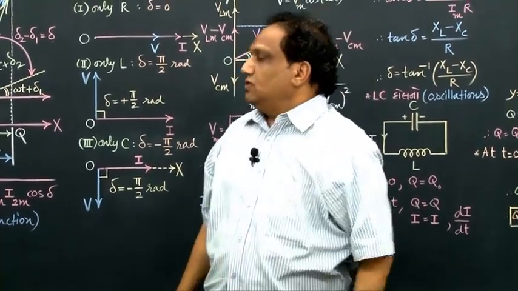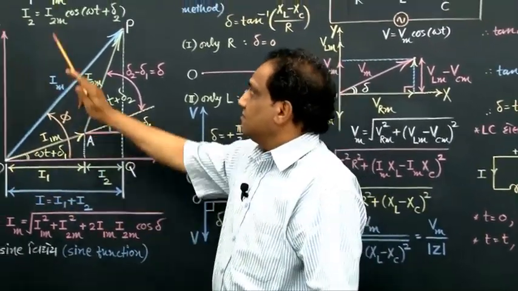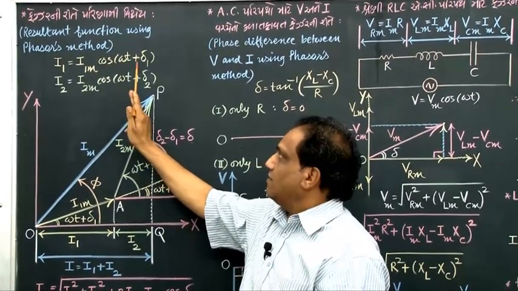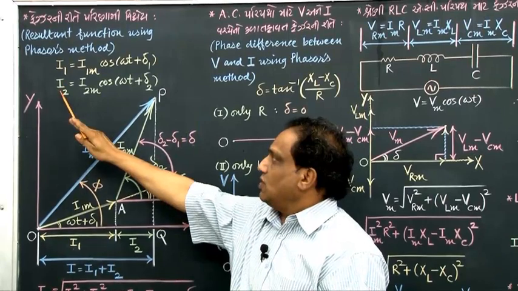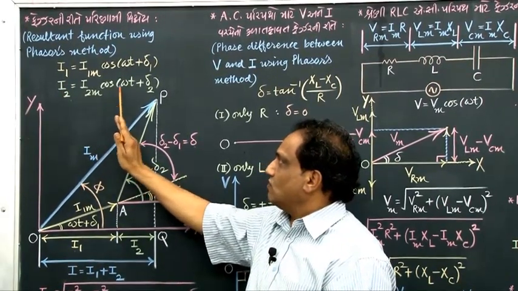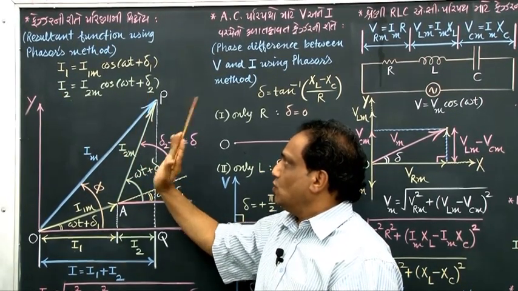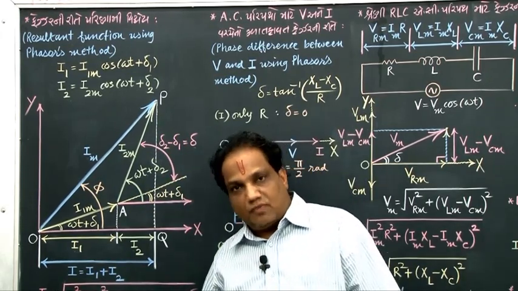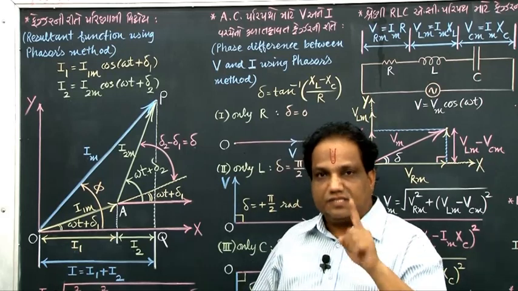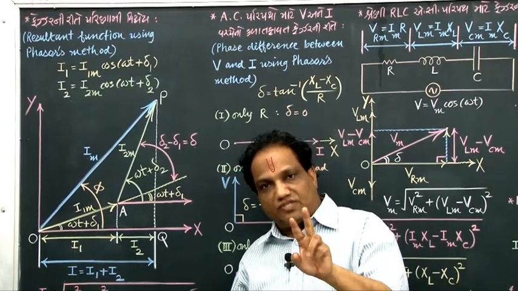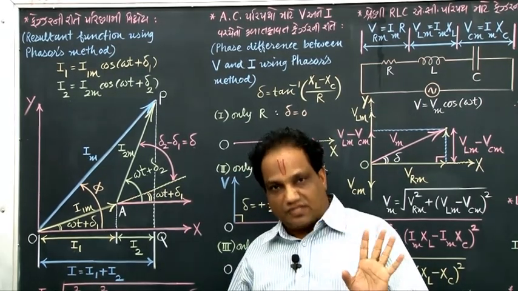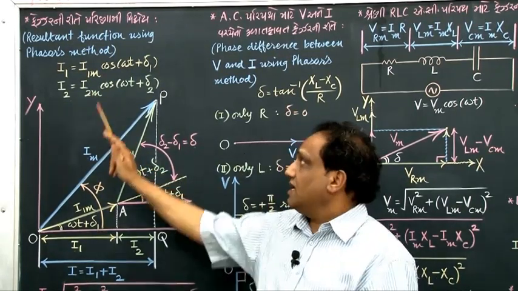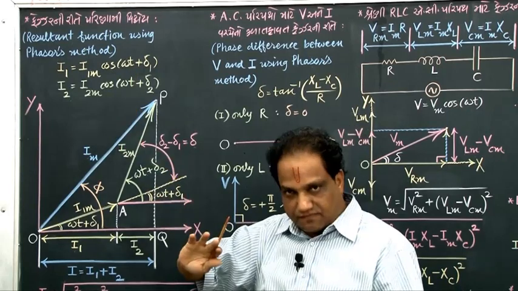Suppose we have two harmonic functions, I1 equals I1m cos of omega t plus delta 1, and I2 equals I2m cos of omega t plus delta 2. Why are they called harmonic functions? Because in mathematics, sine and cosine, both functions are called harmonic functions. That's why these functions are called harmonic functions, because they involve the cosine function.